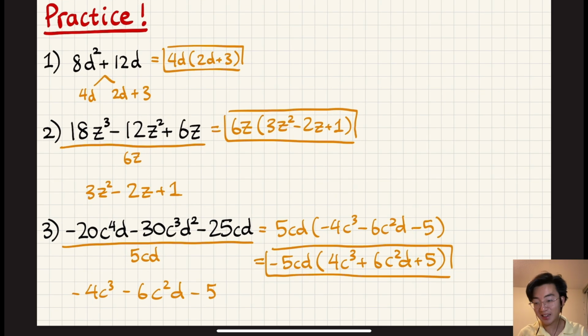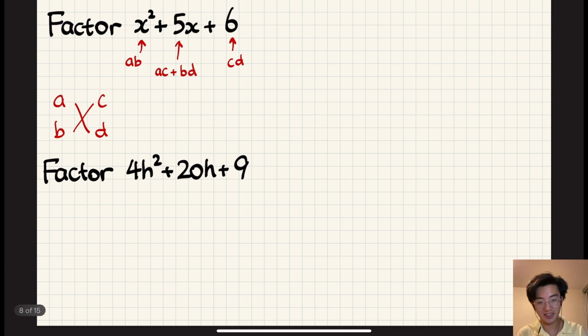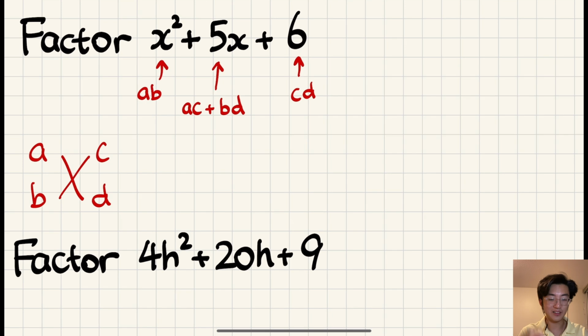Alright, so with that being said, let's hop over to some of the more complicated stuff. So right here, we're going to factor something like this. In this case, there are no common factors here. We cannot take out any x's, we cannot take out any of the constants. So what we have to do is the guess and check method or the crisscross method.